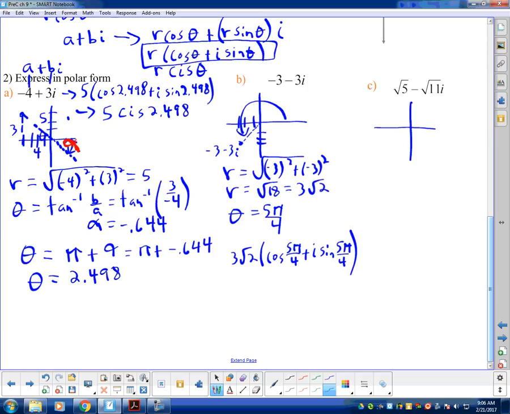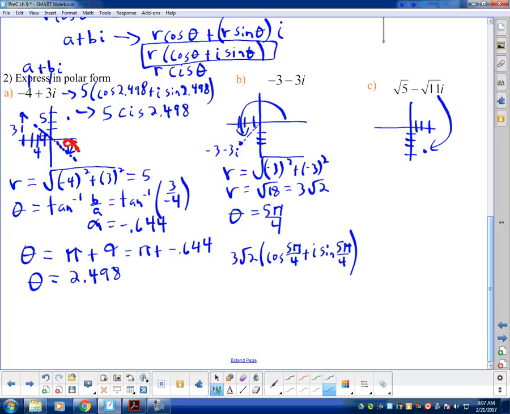Root 5 is somewhere in between 2 and 3. Root 11, somewhere between 3 and 4. So somewhere down here would be this point. And thankfully for this one, we're in the 4th quadrant. We could actually leave it as a negative value if we wanted to. What you'll oftentimes find in my answers, looking at my note here, is theta between 0 and 2 pi. So we can do that by just adding 2 pi to our answer. But this one you could leave as a negative.